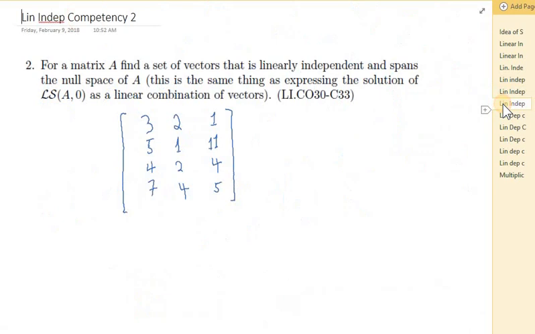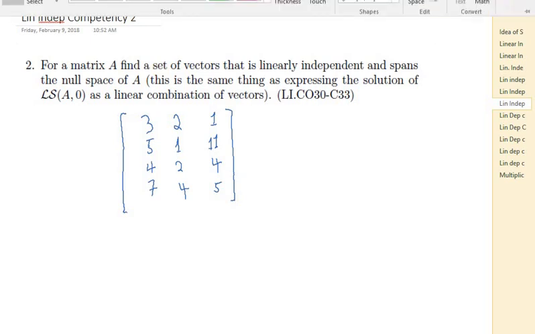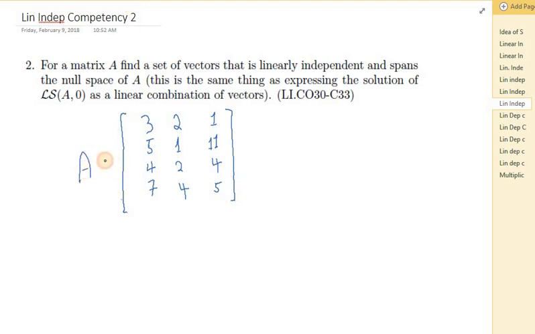All right, let's go on. So this is the second competency in linear independence. It says, for matrix A, find a set of vectors that's linearly independent and spans the null space of A. So this is the same thing as expressing the solution of a linear system as a linear combination of vectors. Well, let's see how this works. Here's a matrix A. So I'll call this A. And let's see what we want to do. We want to find the homogeneous solution, so I need to row reduce it.